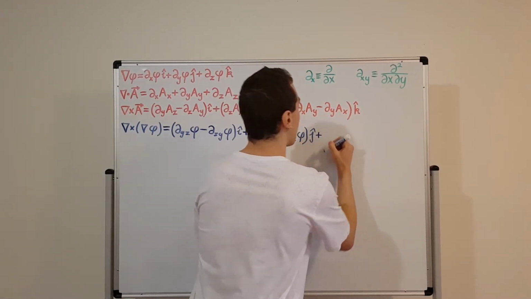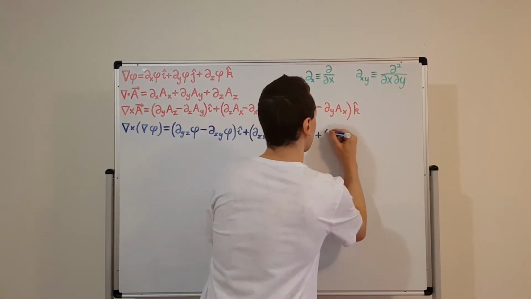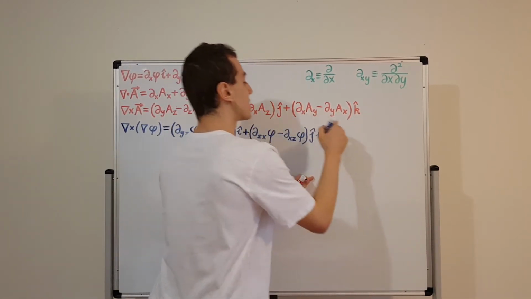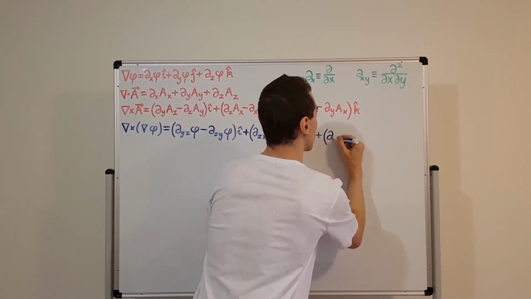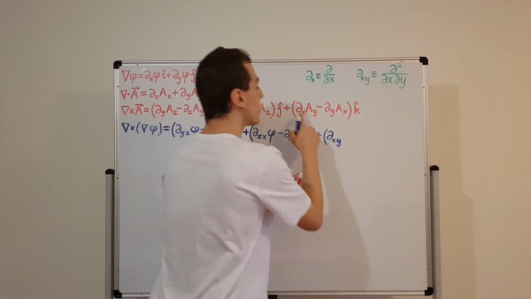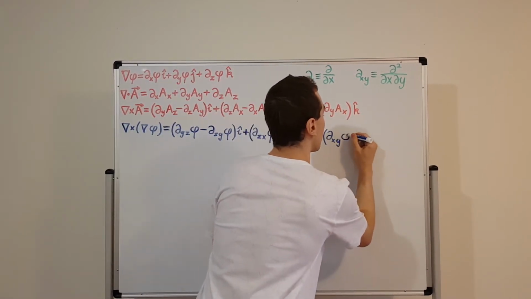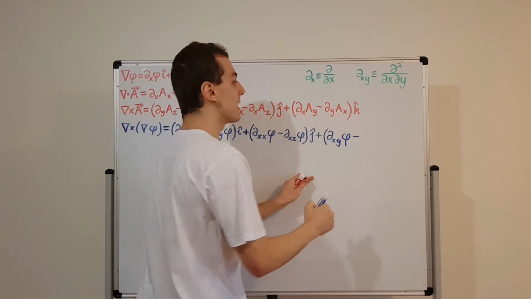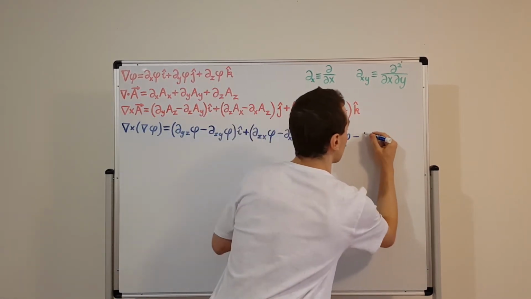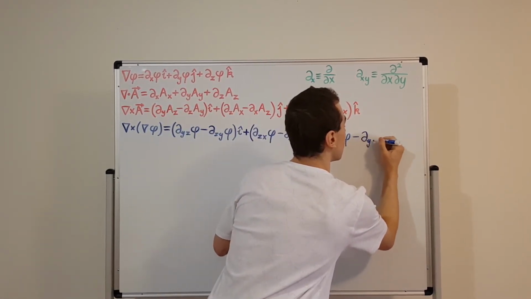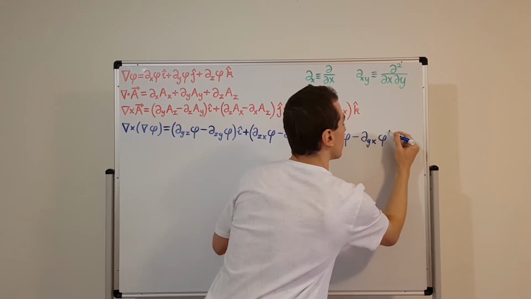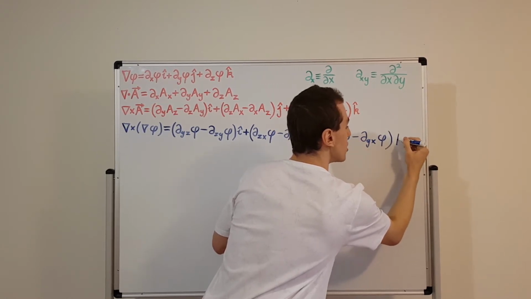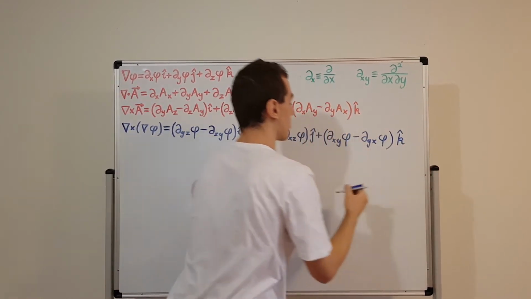And to that, we're just going to add this final z component, and the z component is going to have xy. So we'll differentiate with respect to y first, and then with respect to x, and we're going to have a phi over here. And then we're going to subtract from that yx. So we have ∂y∂x of phi. And this is in the z direction, so we have the k unit vector.